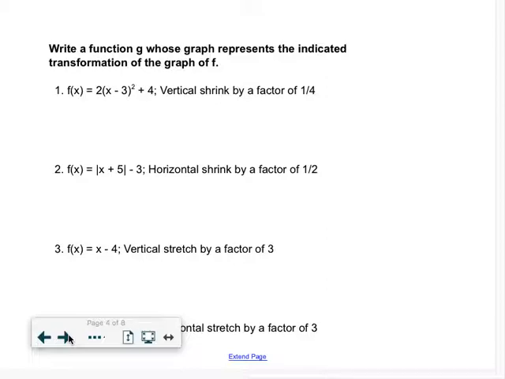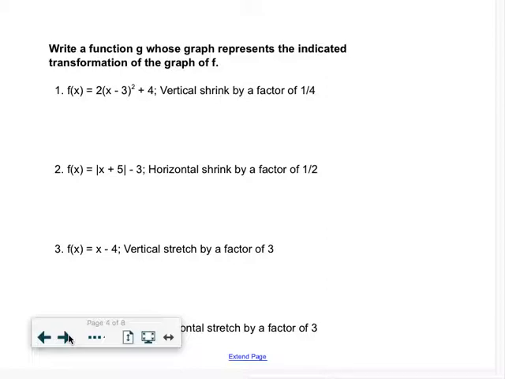Okay. So f of x equals 2 times the quantity x minus 3 squared plus 4. And we want to do a vertical shrink by a factor of 1/4. Now, be very thoughtful, right? Horizontal is the one that's a little bit messy. It's the opposite of what we think, and we got to think about the reciprocal. Vertical is pretty straightforward. So this says a vertical shrink by a factor of 1/4.